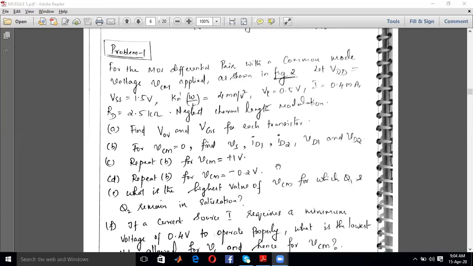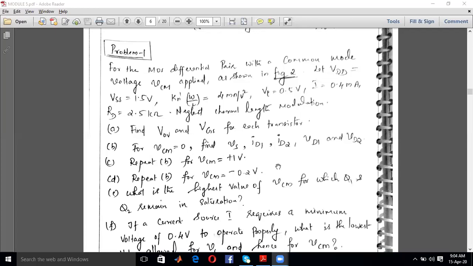Because VD is nothing but VDD minus IDRD. So since ID is the same, obviously the drain voltages are going to be the same, which means that the output V0, which is equal to VD2 minus VD1, is going to be 0. Please recall that the output of the differential amplifier is a double-ended output.